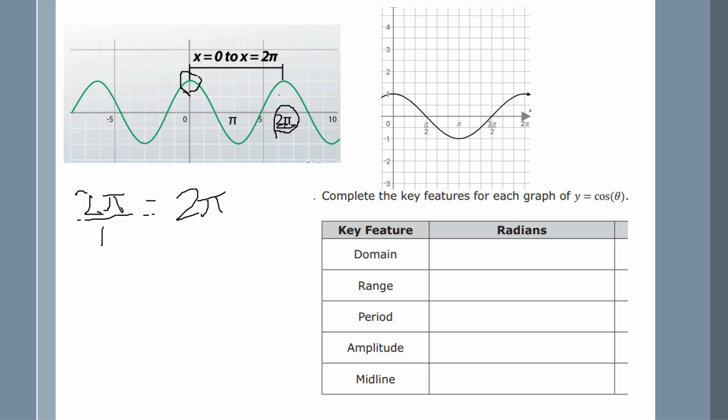So with that being said, take a moment and try to figure this out. Fill that table out on your own. Do the best you can. Pause the video.